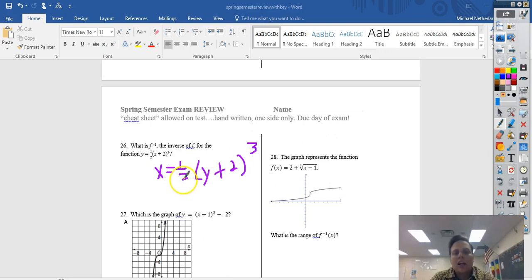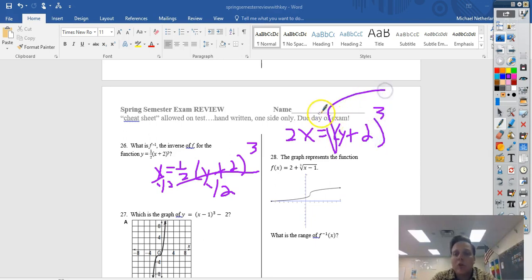Okay, to get the y by itself, I have to get the cube by itself first. So I got to divide both sides by 1/2. Well, dividing by 1/2 is the same thing as multiplying by the reciprocal of 1/2, which is 2 over 1, which is 2. So this really gives me 2x is equal to (y plus 2) cubed. Okay, how do I get rid of a cube? I raise it to the 1/3 power, or I take the cube root, because those are the same things.